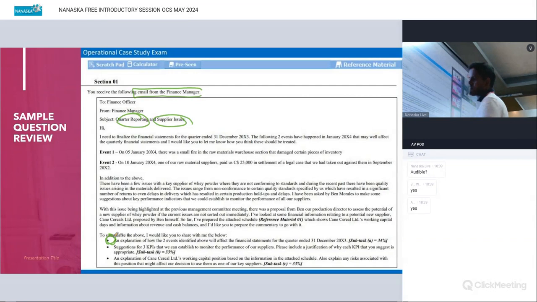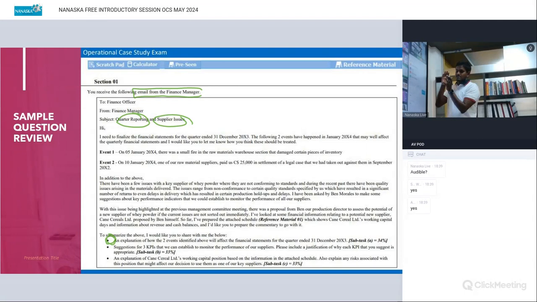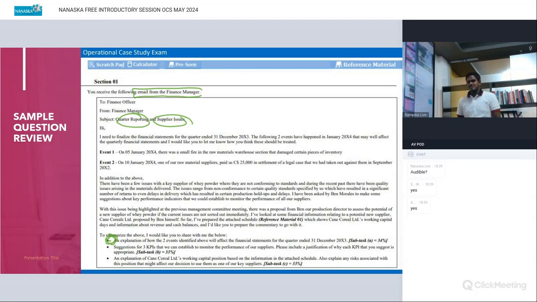Now this is just one section. In your exam, you will have four sections like this, right? Four sections, 3 hours. First 15 minutes for you to familiarize, and then you get 3 hours, four sections which you need to answer. So you get about 45 minutes per section. So can someone tell me what is the relevant accounting standard being tested here?